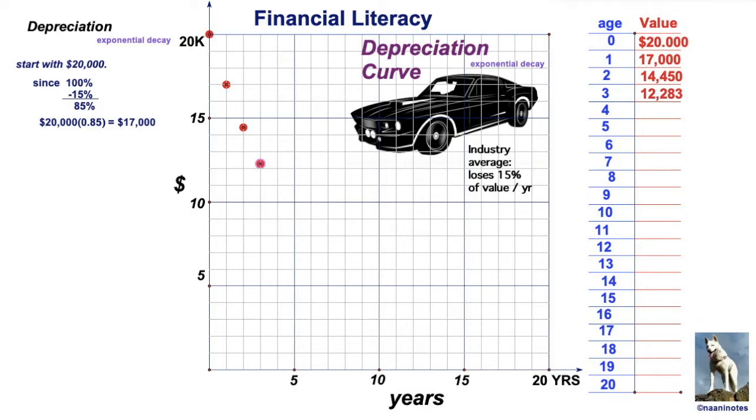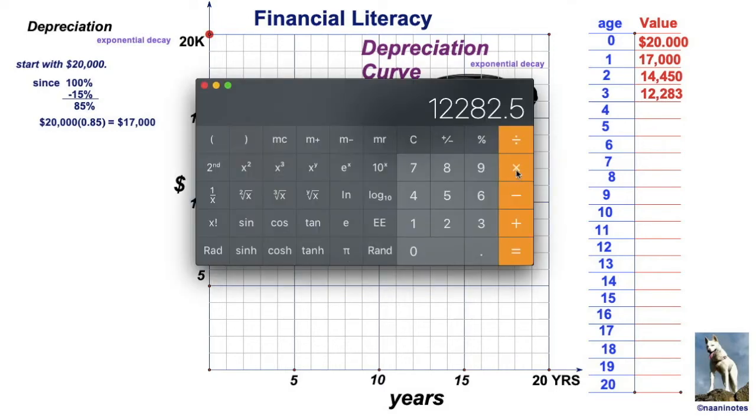All right, where's my calculator? I'm going to come back to here and keep this going, times 0.85. 10,440, write that down. Times 0.85 again. Wow. Let's go times 0.85 again.